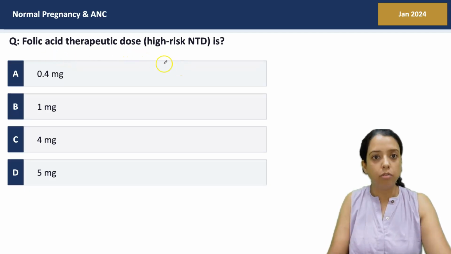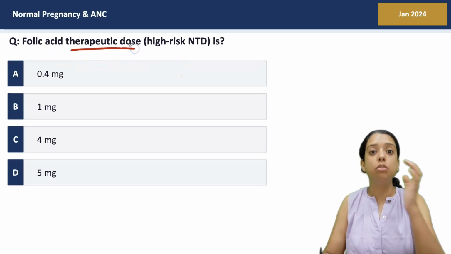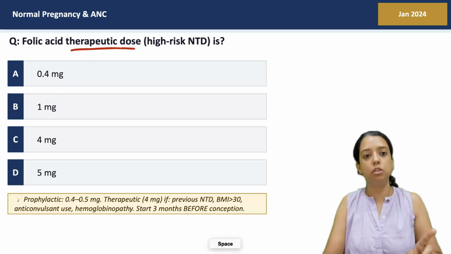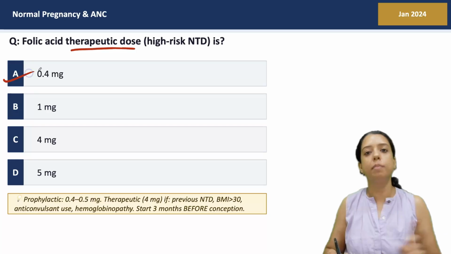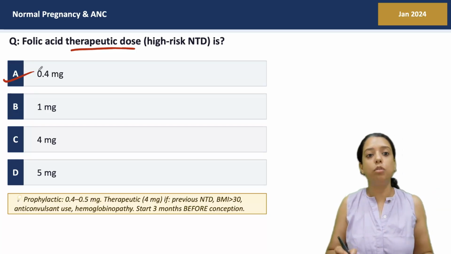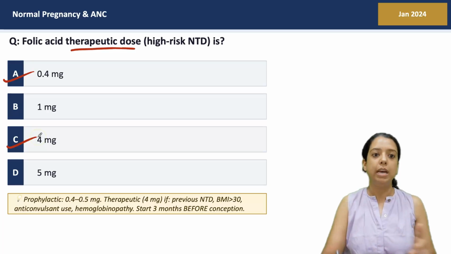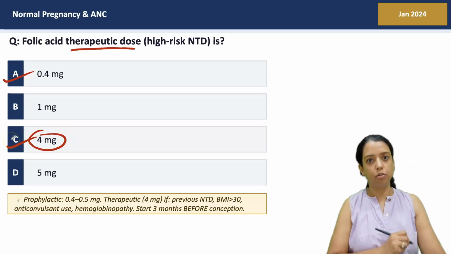Folic acid, therapeutic dose. The therapeutic dose is given to those who are at high risk of neural tube defect. The normal dosage of folic acid is 0.4 milligram, but the therapeutic dose is 10 times that, which is 4 milligram. 4 milligram is the therapeutic dose.